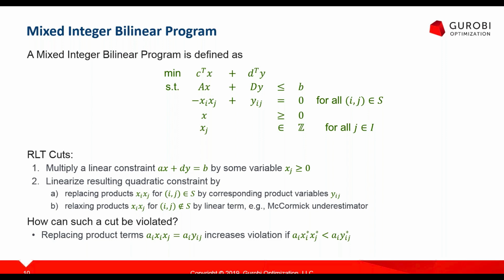So the question is, why can this be useful? If we have a product relation, yij is equal to xi times xj, and this product relation is violated by the current LP solution, then it could be that replacing the xi xj product by the yij variable increases the activity of our constraint. And for this reason, it could be that the resulting linear constraint is violated by the current LP solution, and then it is a cutting plane.